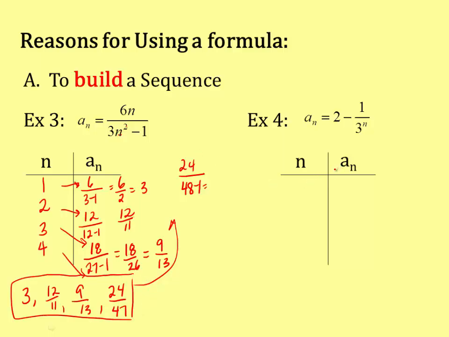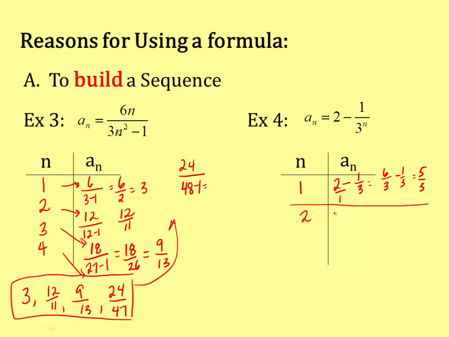All right, let's try one last sequence on building, okay? So if I put in a 1, all right, let's do this. 2 minus 1 over 3, because 3 to the first power is 3. So I need a common denominator of 3. That makes that 6 over 3 minus 1 over 3, which is 5 thirds. Okay? Remember how to make common denominators. Multiply by your least common multiple. Okay, so that's term 1.